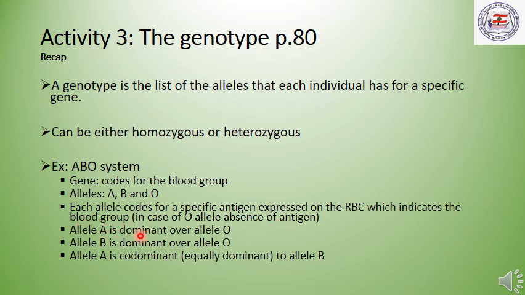Allele A is dominant over allele O. Allele B is also dominant over allele O. However, alleles A and B are equally dominant. That's why we call them codominant.